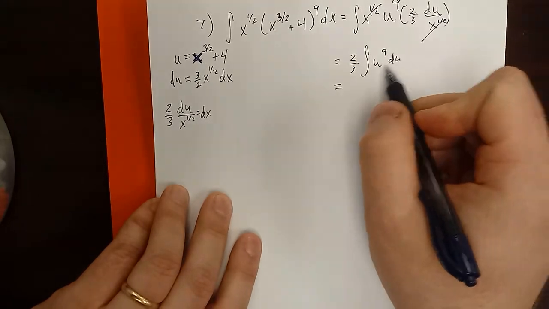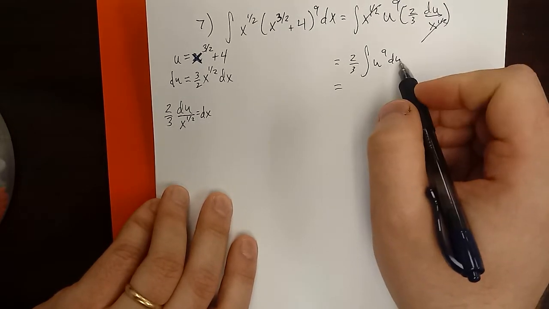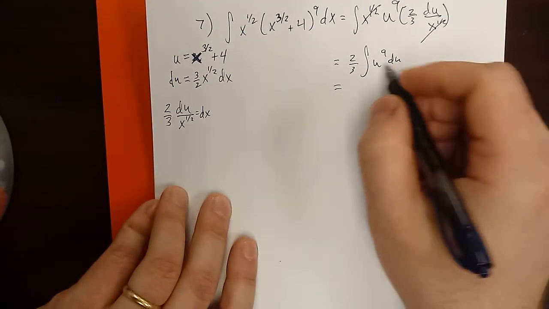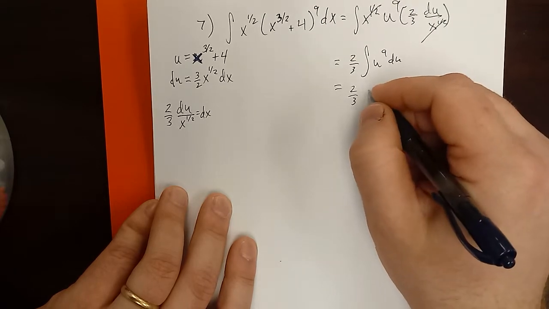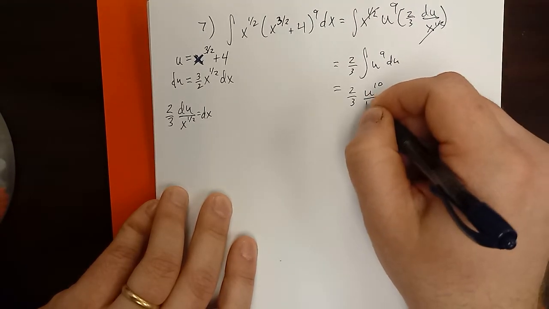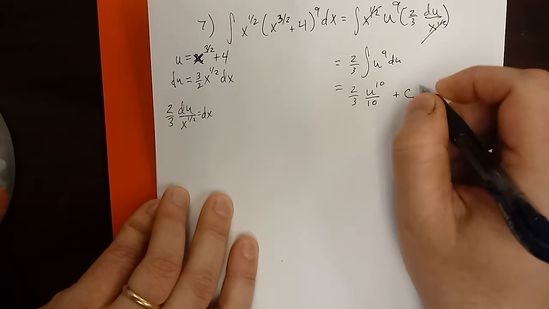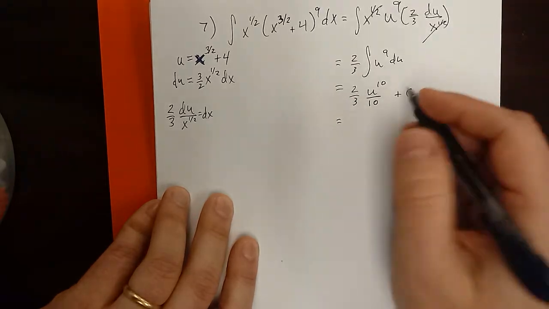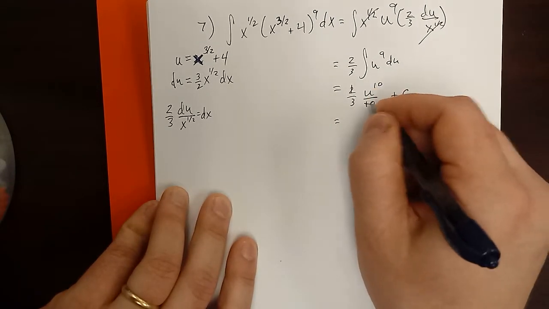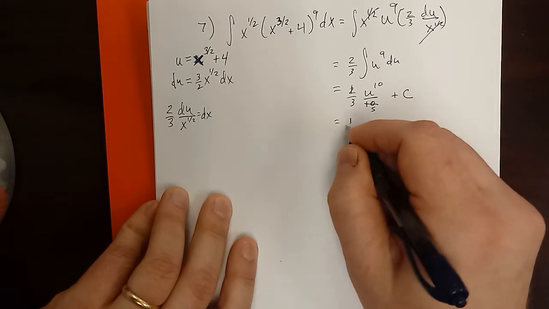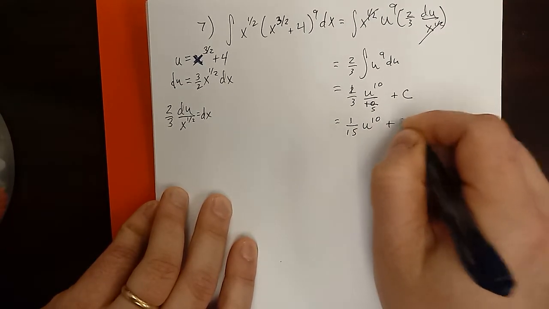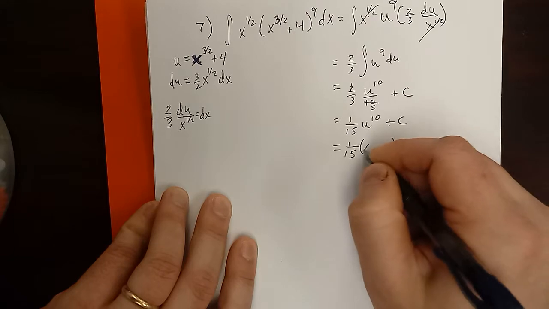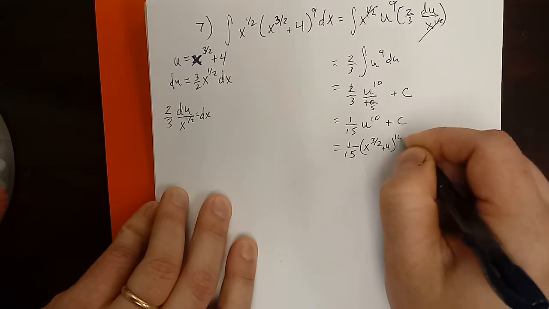Remember, if it's not u and du, you can't take the integral. Those have to match each other. We don't know techniques in this class to handle that. So 2/3 u to the, we'll add 1 to it, u to the 10th divided by the new power, divided by 10, plus c. So that's 30 on the bottom, 2 over 30. Oh wait, no. 2 over 30 is 1 over 15, right? We're going to say 2 and 2 cancel, we get 5, so 3, 15. Okay. Simply put, 1 over 15 times x to the 3/2 plus 4 to the 10th plus c.